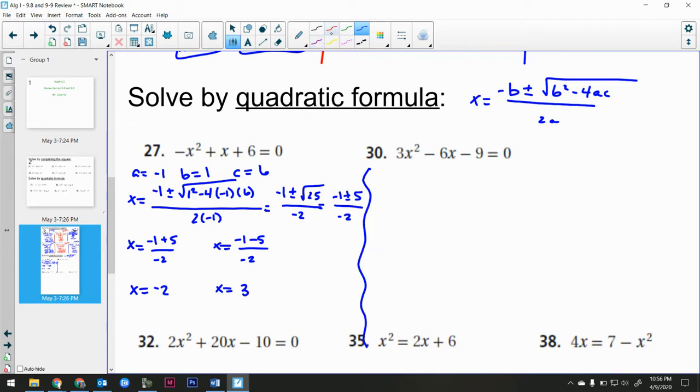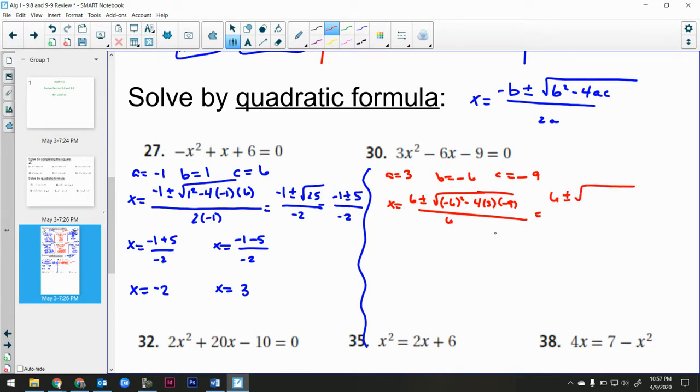Okay, so A is 3, B is negative 6, and C is negative 9. So x equals the opposite of b plus or minus the square root of negative 6 squared. Make sure you put that negative in parentheses when you go to square it. Minus 4ac, all divided by 2 times a, so 6. So that gives me 6 plus or minus the square root of.